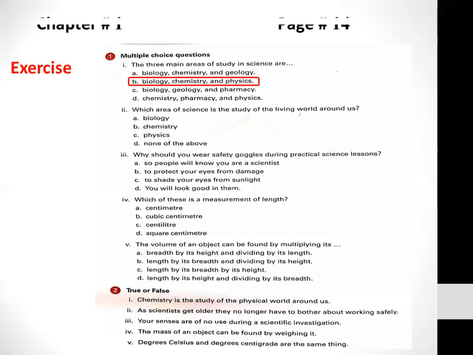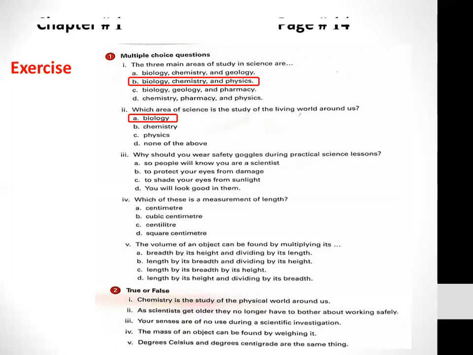Which area of science is the study of the living world around us? So which area covers the living world? The correct option is A. Biology is the area of science that covers the living world around us. You should lock A. Now come towards the third statement.